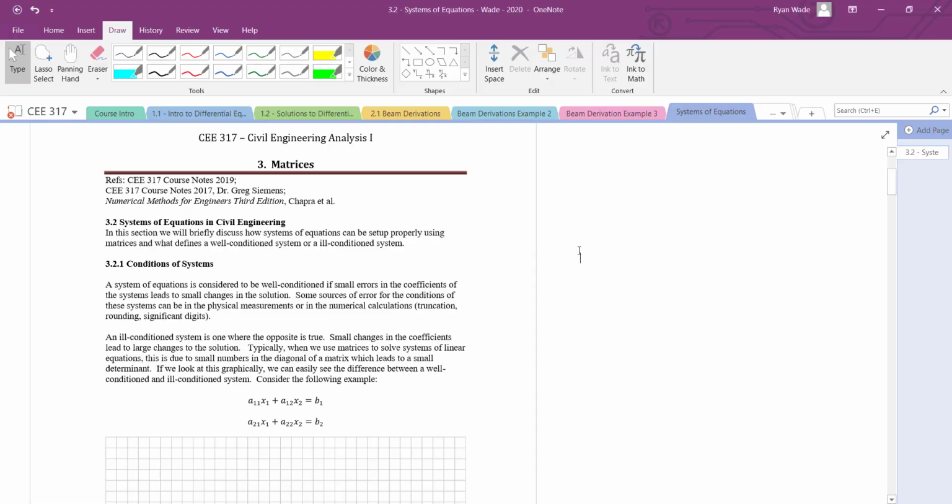All right, so today we're going to talk about the condition of systems of equations, which we can represent through matrices. Then we're going to go through a civil engineering example of how we can use matrices to solve civil engineering problems. The first thing we're going to talk about is the condition of a system.